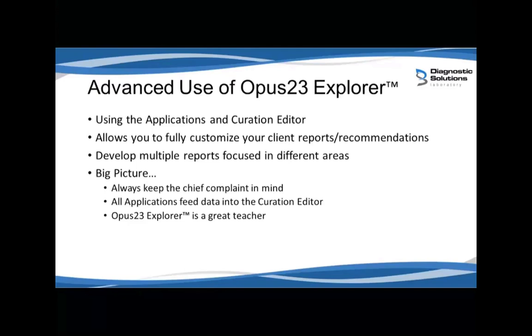Very importantly, and I'll show this during the live demo, all of the applications within Opus, so whether you're looking at the network maps, or individual genes, or individual SNPs, all of those feed into the curation editor. So anytime you choose something within the program, you don't have to worry about keeping track of it yourself. It will automatically feed right into that editor. And then at the very end, you're able to pick and choose what exactly you want to go into the report out of those things that you chose. And then it's ready to go, and it automatically generates it.